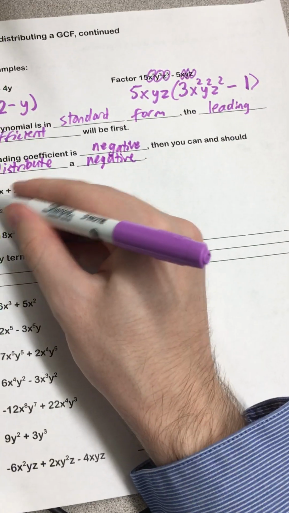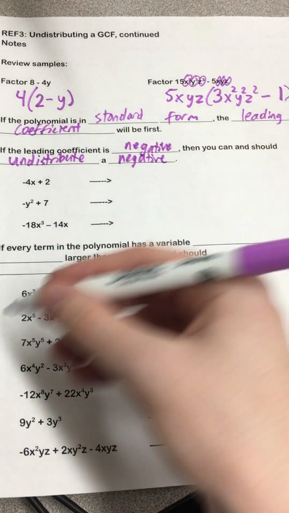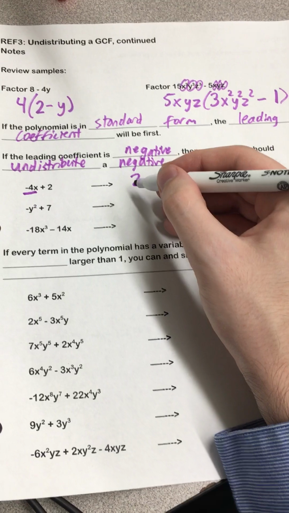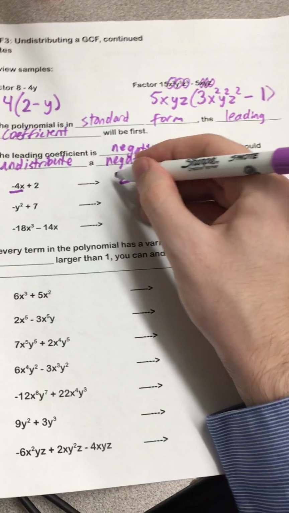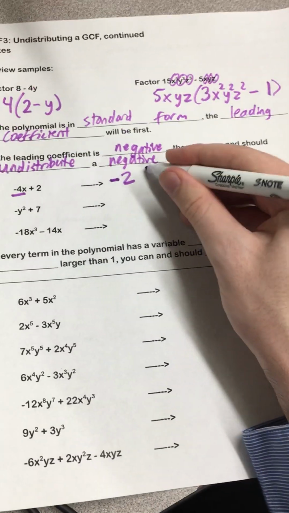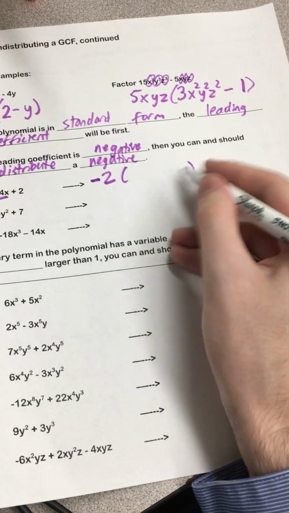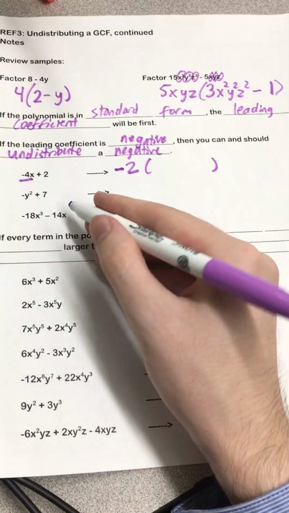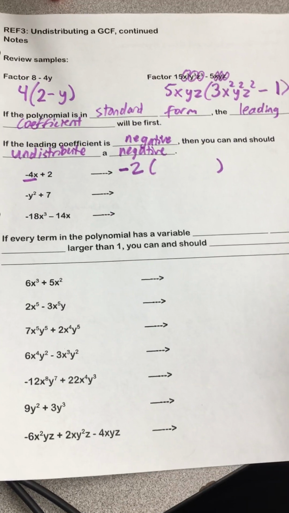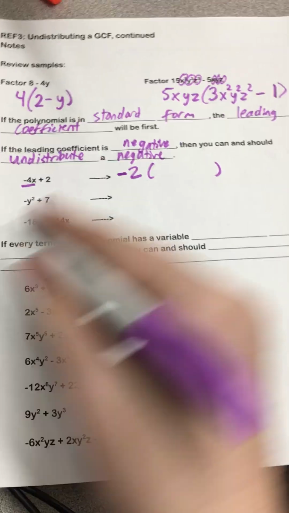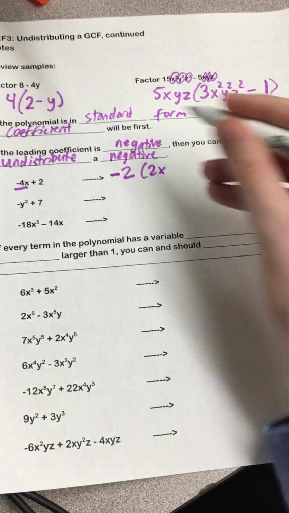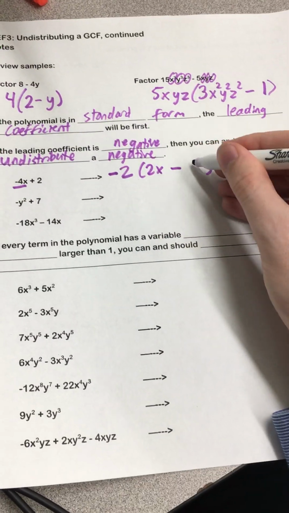What this means is, for example, negative 4x plus 2: the GCF would normally be 2, but because negative 4x is our leading term, and negative 4 is our leading coefficient, which is negative, we have to undistribute a negative 2 instead. What that's going to do is flip the sign of everything in the parentheses. This is important for, I think, 2 classes from now, so this is going to be the REF6 and 7 notes, if I'm not mistaken. So negative 4x divided by negative 2 is going to be positive 2x. Positive 2 divided by negative 2 is going to be negative 1.